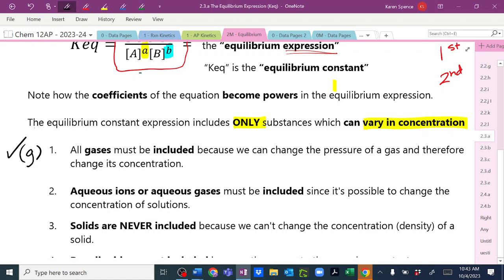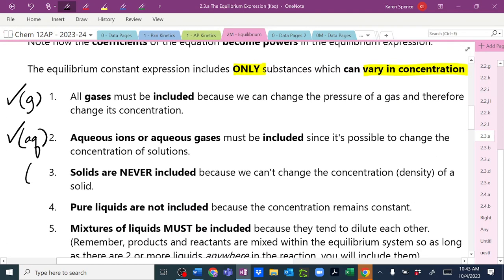Because we can change the pressure of a gas. We can make the container bigger or smaller or add more particles to the container. We can change the concentration of a gas. How about aqueous? Can we change its concentration? Yes. Solids? No. Pure liquids?